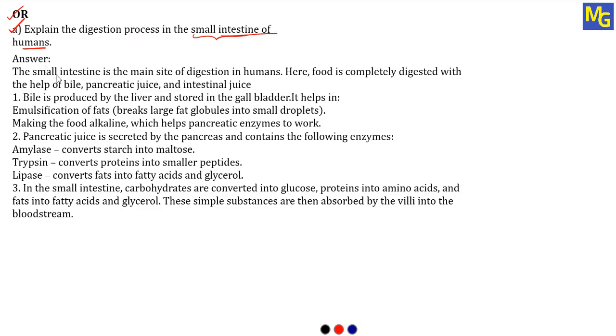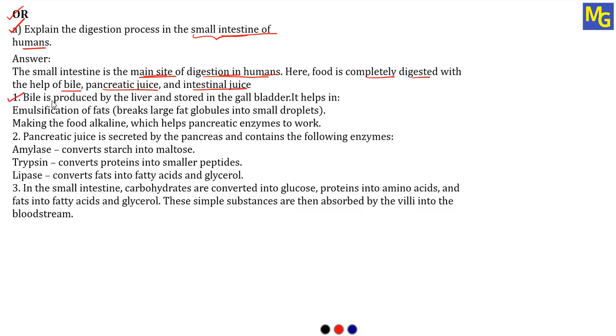So see the answer. The small intestine is the main site of digestion in human beings. This is the longest part of the alimentary canal, and that's why it is the main site of digestion. Here food is completely digested with the help of bile, pancreatic juice and intestinal juice. Whatever food we eat, the complete digestion takes place in the intestine with the help of these juices: bile, pancreatic juice, intestinal juice. One by one we will see in detail.